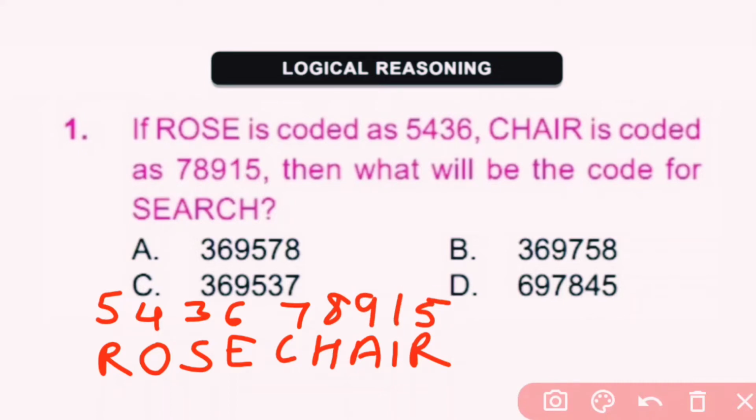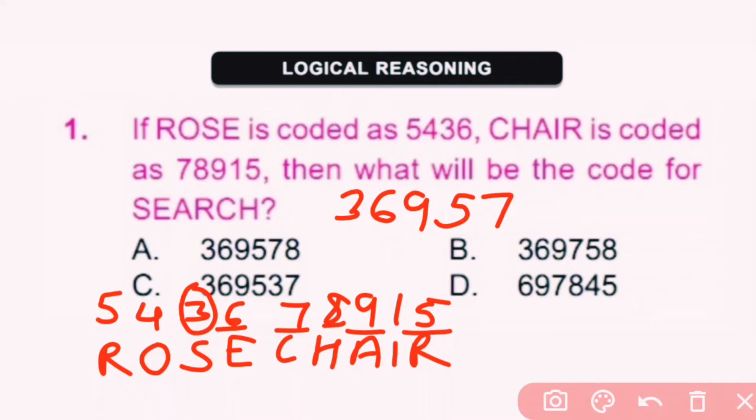So we want search code. So as for S we will take 3, then for E 6, A 9, then R 5, C 7 and H 8. So search will be coded as 369578. So here A is correct answer.